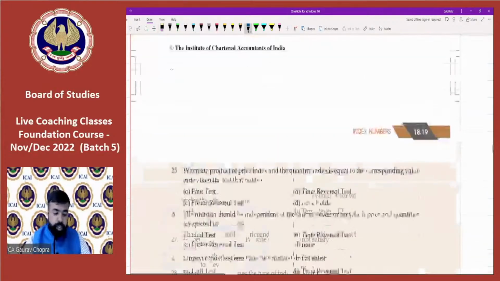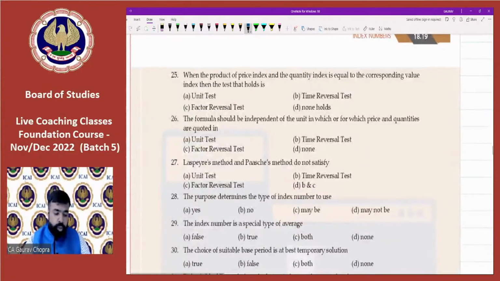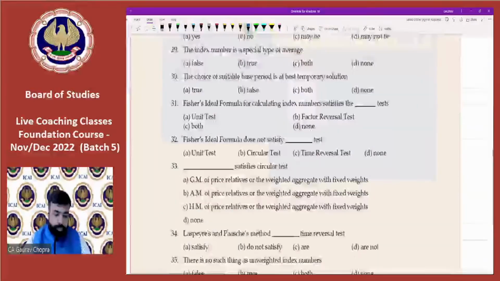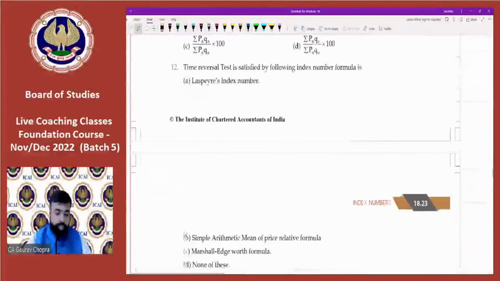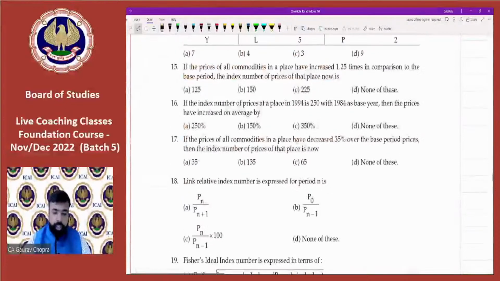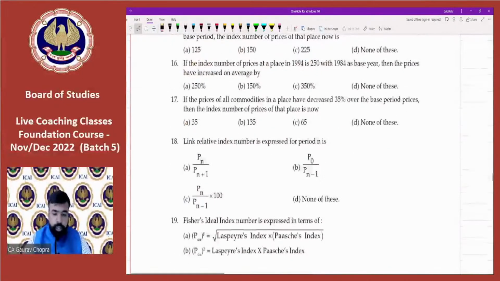So let us solve some calculative questions also, because most of the questions are theoretical here. So let me take some questions which normally come in exams. Yes, like 16 and 17. Very easy questions, but they appear in exams.